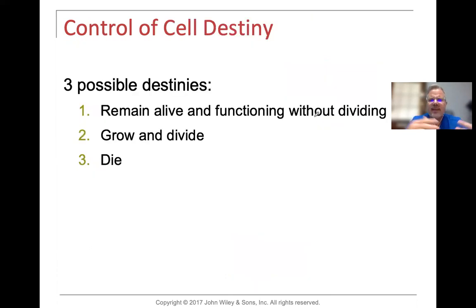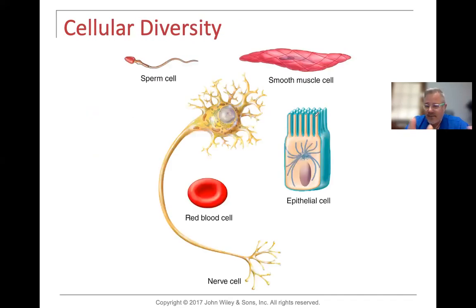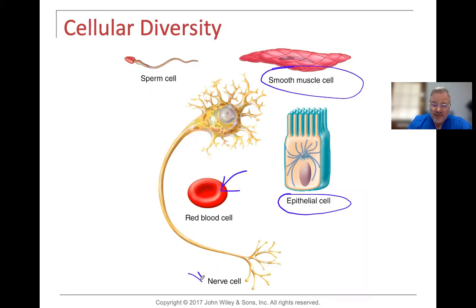Okay. Now, the destiny of these cells has three different options. They're either going to remain alive and function without dividing, or they grow and divide, or they die. Then there's the diversity of cells, right? Cells become tissues. They can become an epithelial cell, and there's epithelial tissue. It could be muscle cells into muscle tissue. It could be red blood cells. It could be nerve cells. It could be sperm cells. My gosh, there are like over 70 billion cells throughout the body.